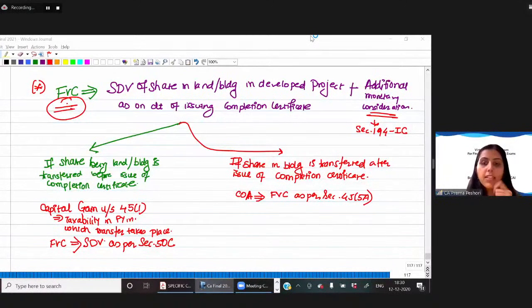What if a few flats are transferred before completion certificate? So, Preeti, as I said, if a few flats are transferred before completion certificate, then in that particular case, the capital gain would be as per section 45(1). It will not be as per 45(5)(a). Clear, Preeti? Any other doubt?